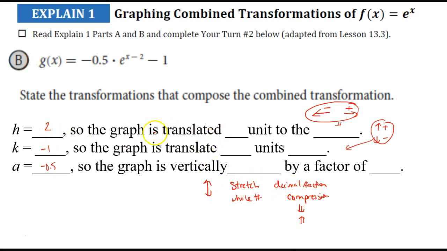So here for our H value, since it's a positive, we're going 2 units to the right. For our K value, since it's negative, we'll go 1 unit down. And here, since we did get a negative decimal, well, decimal nonetheless, it's going to be a compression. So whether it's negative or positive doesn't really matter. It's more of, do I get a whole number or do I get a decimal? Remember, stretch is if it's a whole number, and a compression is if it's a decimal. And that's at about negative 0.5.